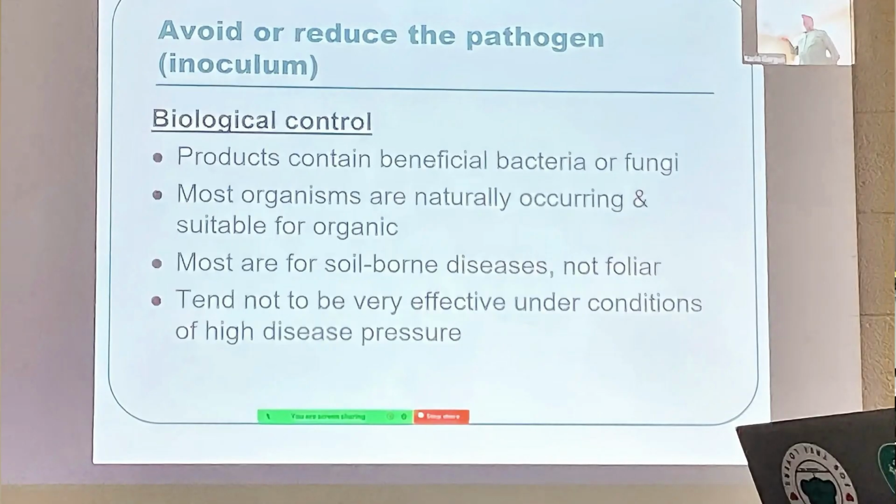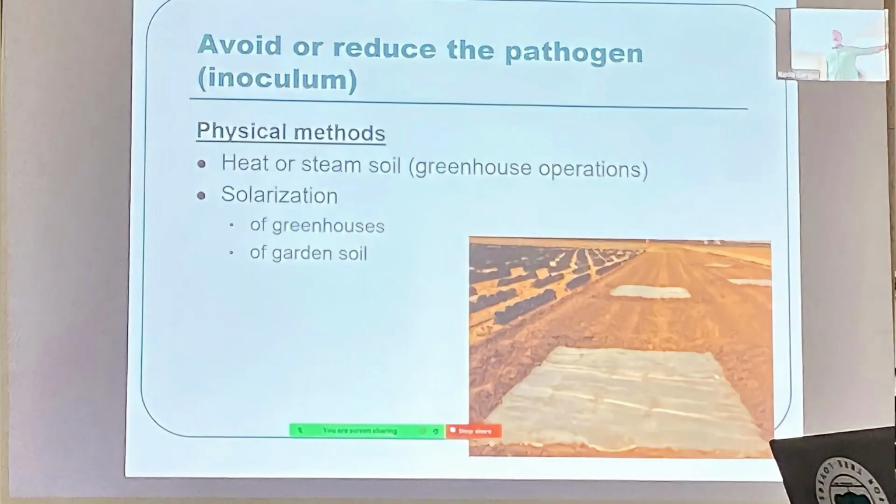Then we have biological control. Products contain beneficial bacteria or fungi. Most organisms are naturally occurring and suitable for organic. Most are for soil-borne diseases, not foliar, and tend not to be very effective under conditions of high disease pressure. Avoid or reduce the pathogen inoculum. Physical methods: heat or steam soil, greenhouse operation, solarization of greenhouse or of garden soil.